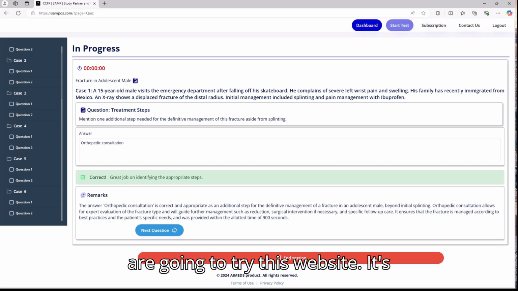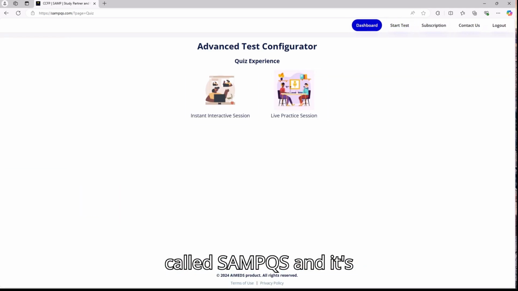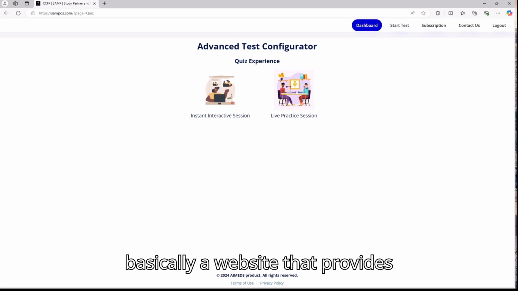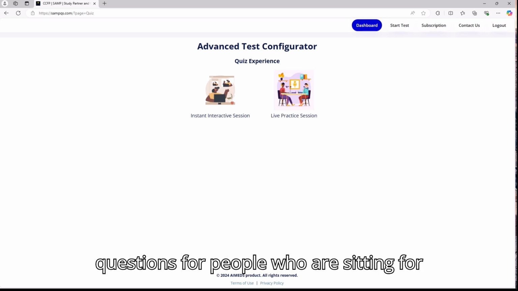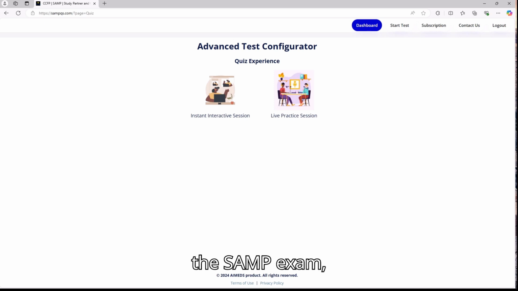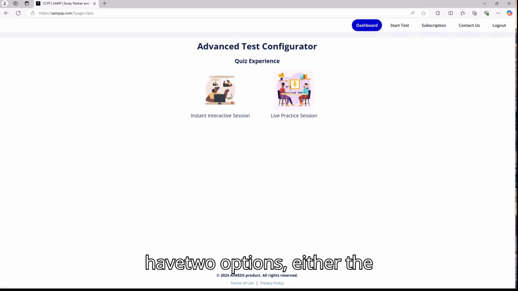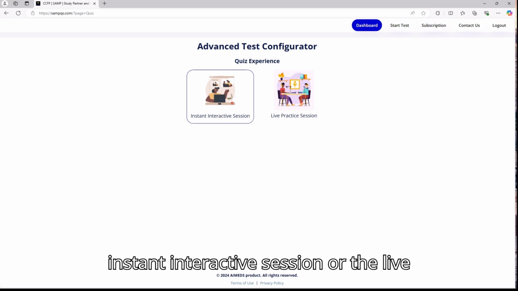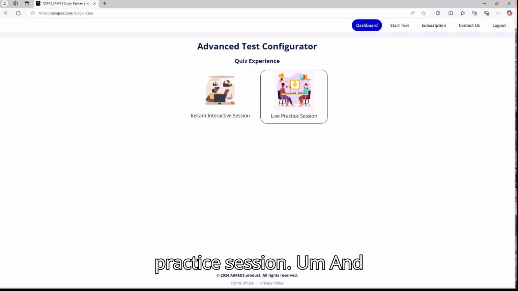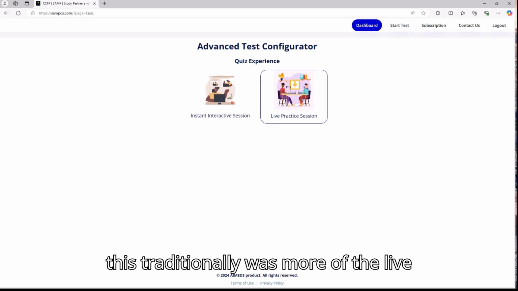We are going to try this website. It's called SAMP QS, and it's basically a website that provides questions for people who are sitting for the SAMP exam, part of the CCFP exam. So after you sign up to the website, you have two options: either the instant interactive session or the live practice session. And this traditionally was more of the live practice session.